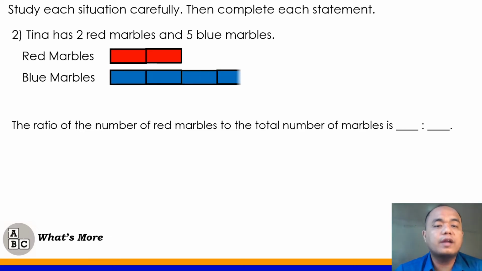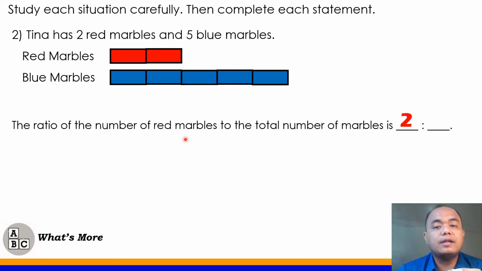So the ratio of the number of red marbles to the total number of marbles is blank is to blank. So this time, the first quantity we have here is the red marbles, and the second quantity would be the total number of marbles. So what will complete this statement? Yes, very good. The red marbles will be 2.